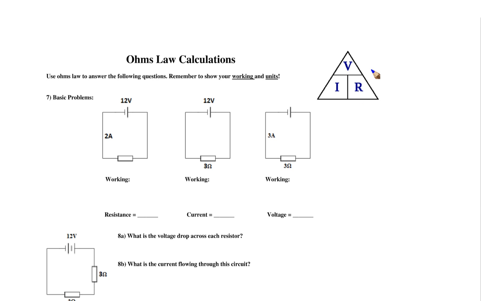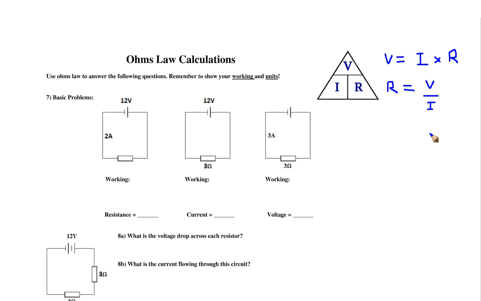So for instance, we can rearrange the triangle. The way it works is the one you're trying to find out, so if you're trying to work out voltage, you cover that up with your finger. You cover that one up, and so voltage equals, and you look at what's left. And if they're side by side here, then it's I, the current, times the resistance. And if we wanted to know, for instance, the resistance, we'd put our thumb over that. And so resistance equals, and it's now voltage divided by current.